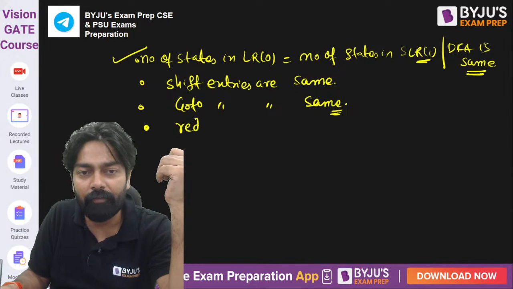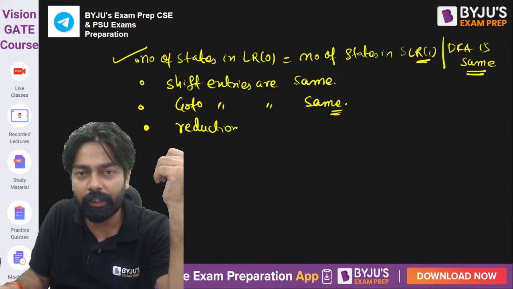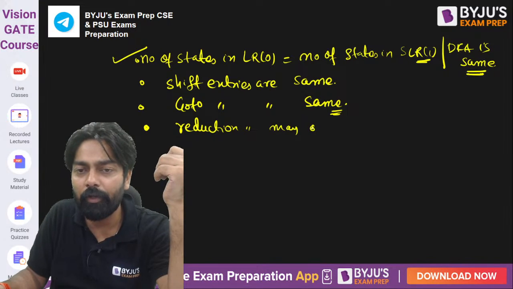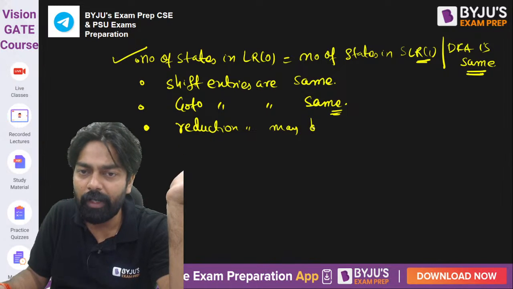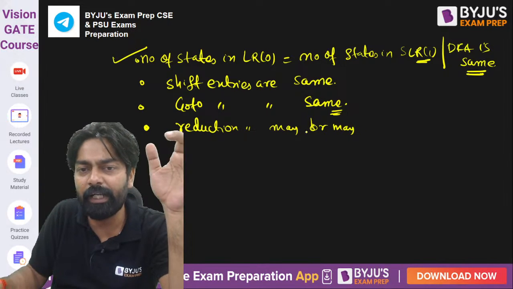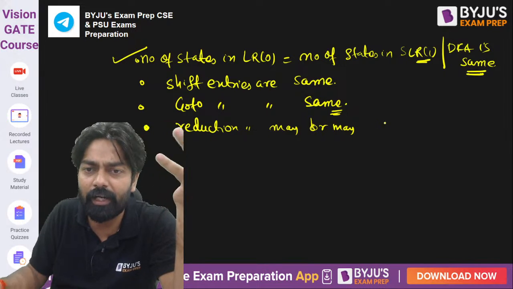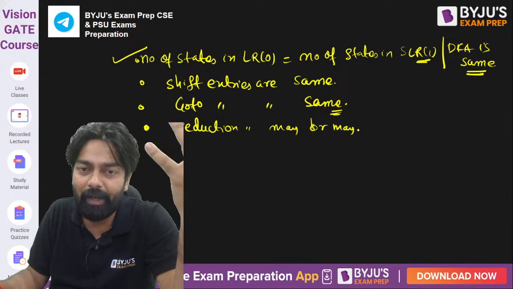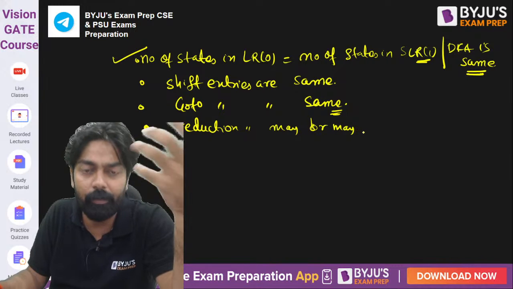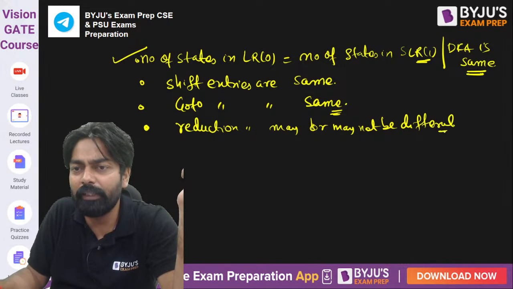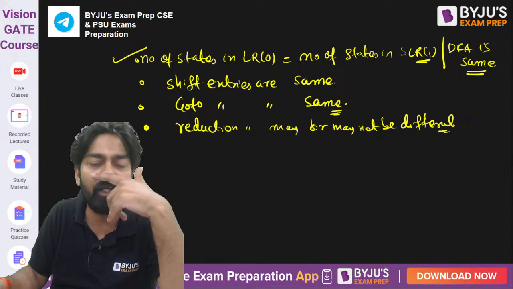Reduction entries are different, or rather may or may not be different. Sometimes it may happen that it will be the same, sometimes it will be different. So you can say it is different only. So what will the answer be? It will be different only. Okay. Reduction entry is different.